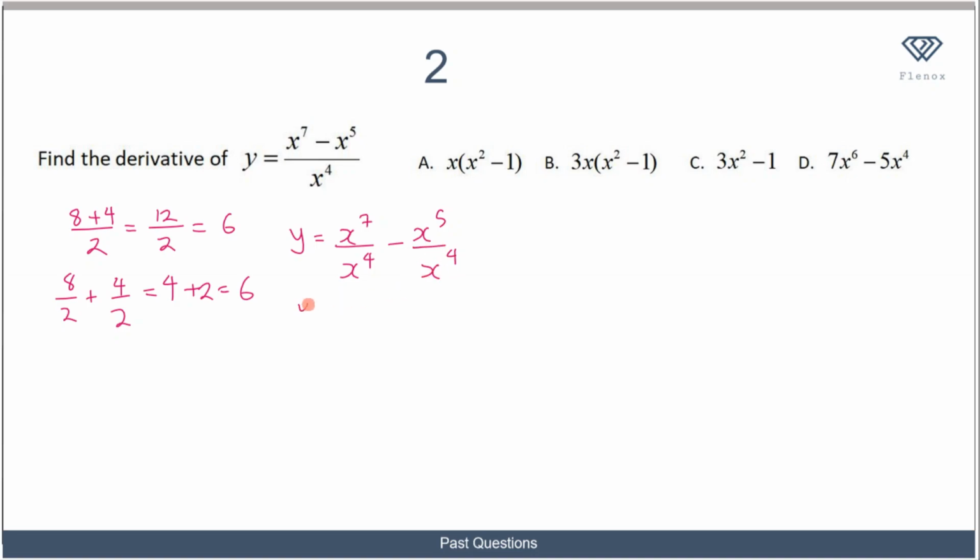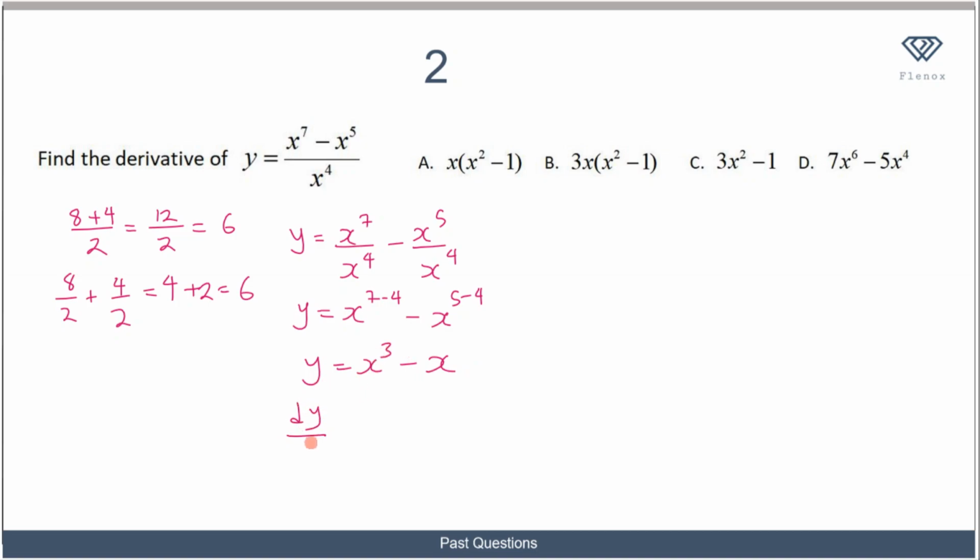So if you remember from our laws of indices, when you have division and you have the same base, in this case x, what you do to the power is that you subtract them. So this becomes x to the power of (7 minus 4), then minus x raised to the power 5 minus 4, which simplifies further to x raised to the power 3 minus x raised to the power 1, which is the same as x. So now I can easily differentiate this expression.